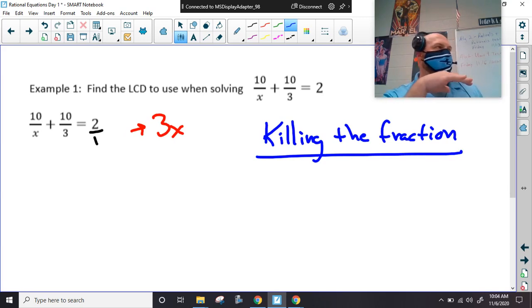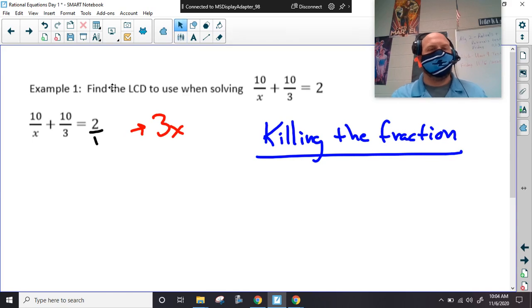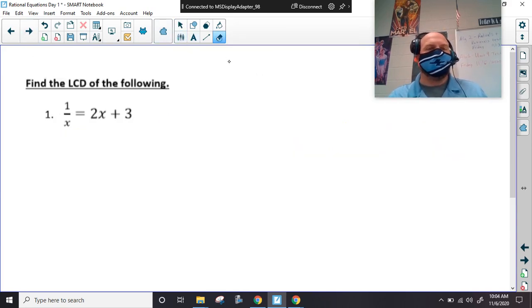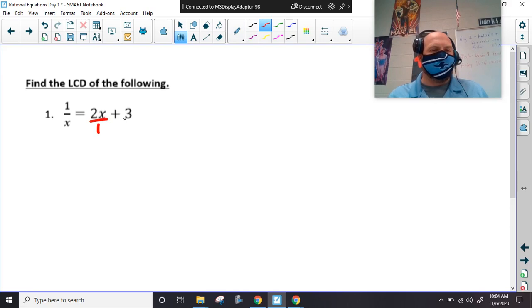Basically what we're doing, on Monday, we'll end up multiplying all these by the LCD, getting rid of all the fractions, and then we get something that we can deal with. So let's look through this. Some of these are going to be easier than others, and some may be more difficult. If the 2x and the 3 are understood to have a denominator of 1, what is going to be our least common denominator for number 1?